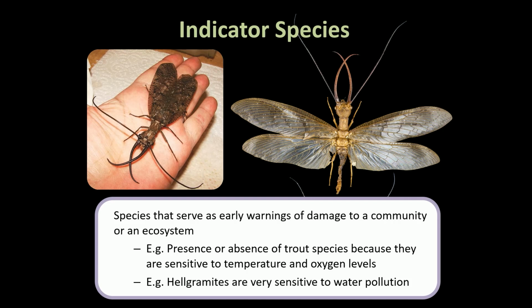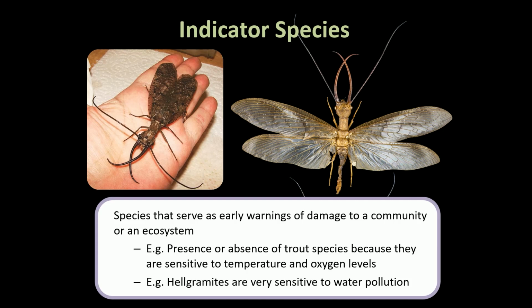Hellgrammites are an indicator species, which means that they are extremely sensitive to pollution. So you won't just find these out in any old location. You find them near wetlands, you find them near streams, freshwater sources, and only wetlands and streams that are very, very clean. And not just clean, but clean year-round. And that's the value of indicator species.